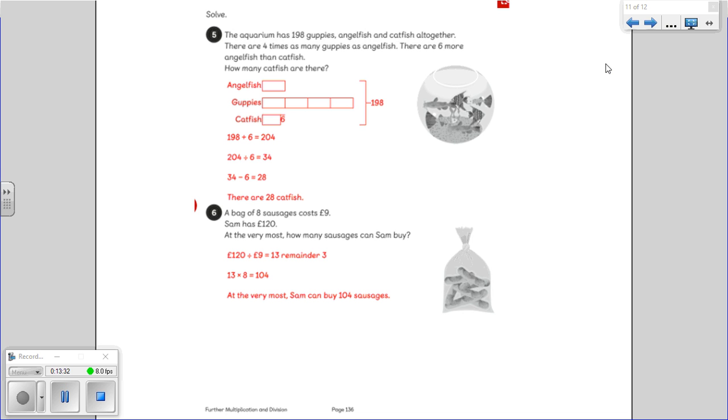We've completed chapter 4 now. You're all superstars at multiplying and dividing. So big well done to everyone.